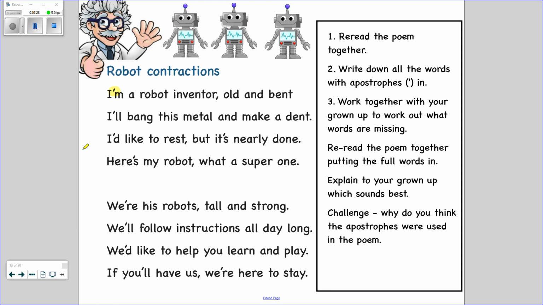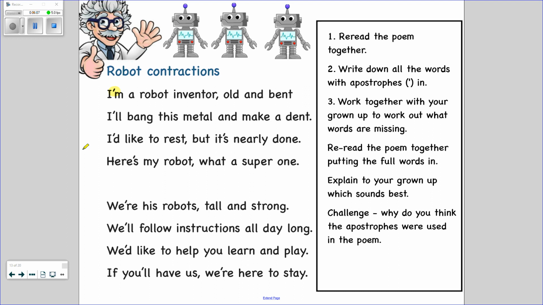So what you're going to do with your grown-up is you're going to reread this poem together. You're going to write down all the words that have an apostrophe in. And then, and this is where your grown-up's going to be really helpful for you, try to work out what is missing from each of the words. So, for example, I'm becomes I am. So that's 2 words. And then reread the poem, putting the full words in together. You might want to write out the whole poem with these words put in. And then I want you to think about, does the poem on the screen at the moment sound better, or does the one that you've written out?